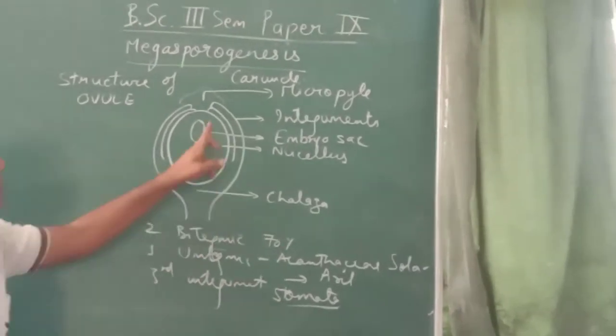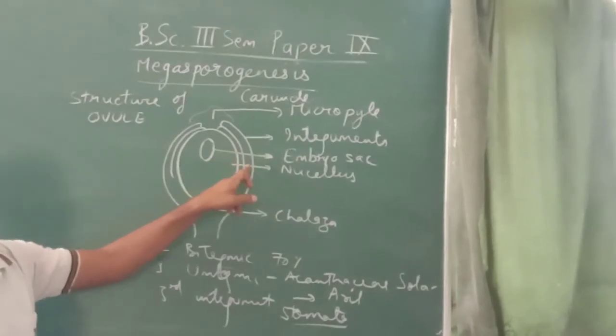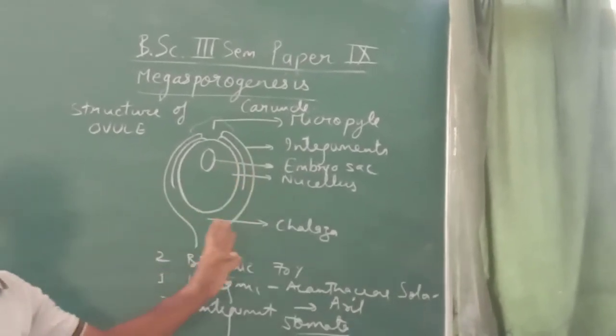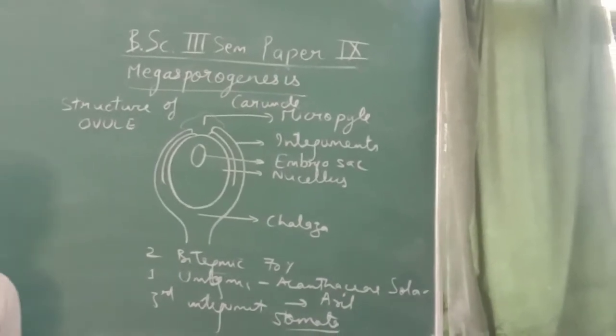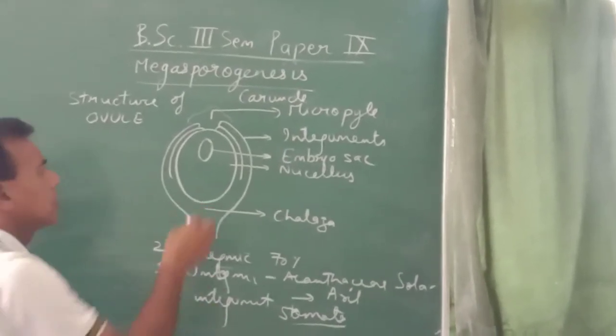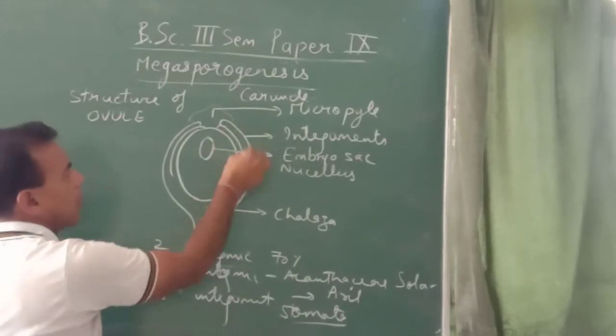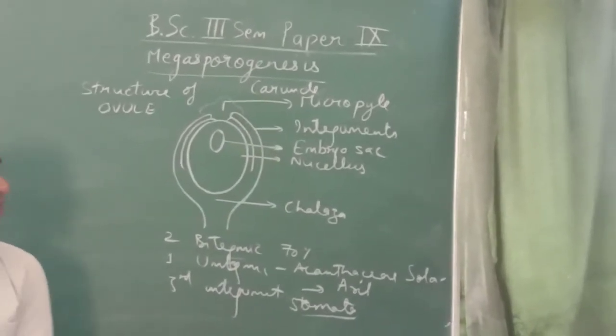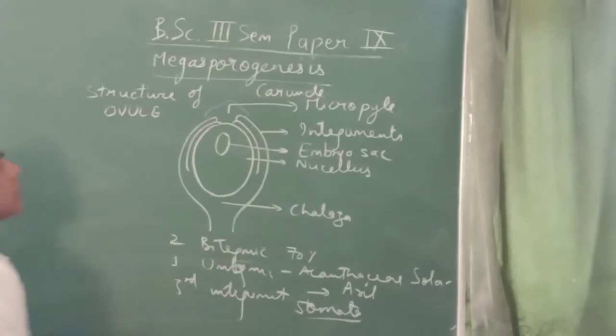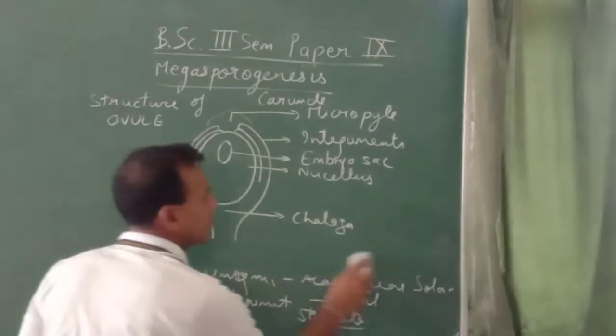The integument which has chloroplasts suggests that it has an origin from leaf-like structures. Normally the inner integument is thin and the outer integument is thick. Now coming to the next, that is micropyle.